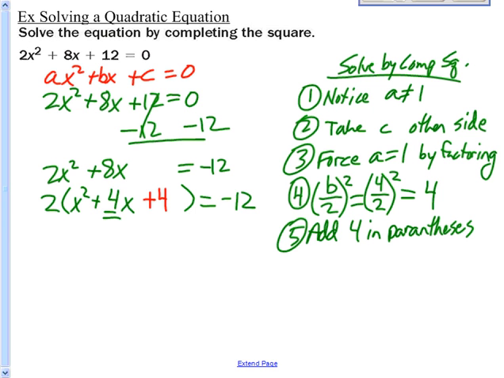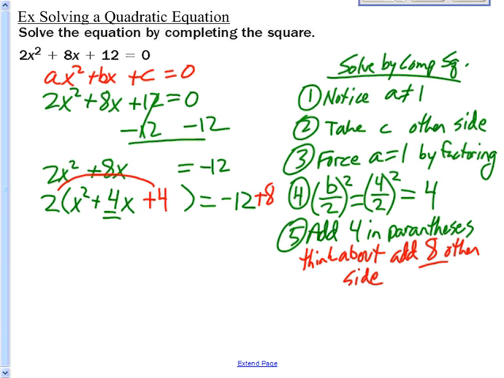Now, I would usually add 4 to the other side, but think about this. What did I really add? I really added 8 to this side. So you got to think about that. I really added 8 to the left-hand side. That means I got to add 8 to the right-hand side, because you have that 2 in front there that you distribute.